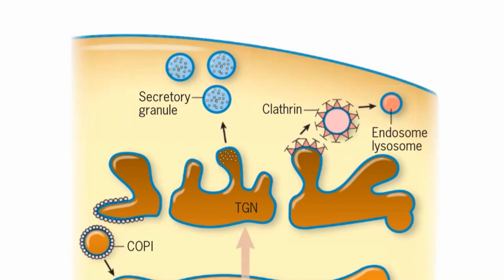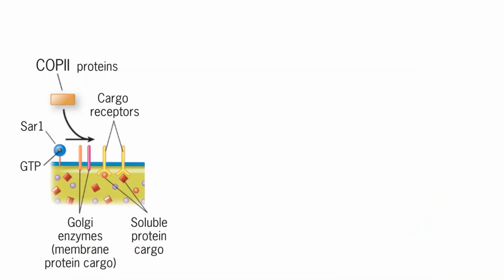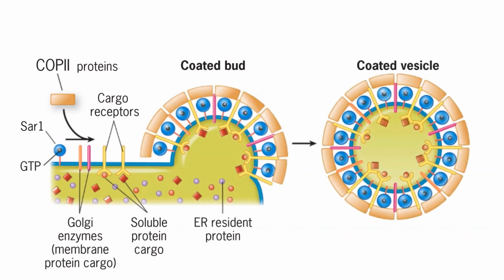Okay, so here's a detailed mechanism of COP2 and how it can cause the bulging of this membrane here. So as you can see, first the receptors of the cargo, which are the diamond shaped and the circular shaped proteins here, attach to those proteins. So take note, the resident proteins, the purple ones, are not interacting with the receptors. Meaning to say they stay where they're supposed to be. So only the soluble protein cargo here interact with the cargo receptors.